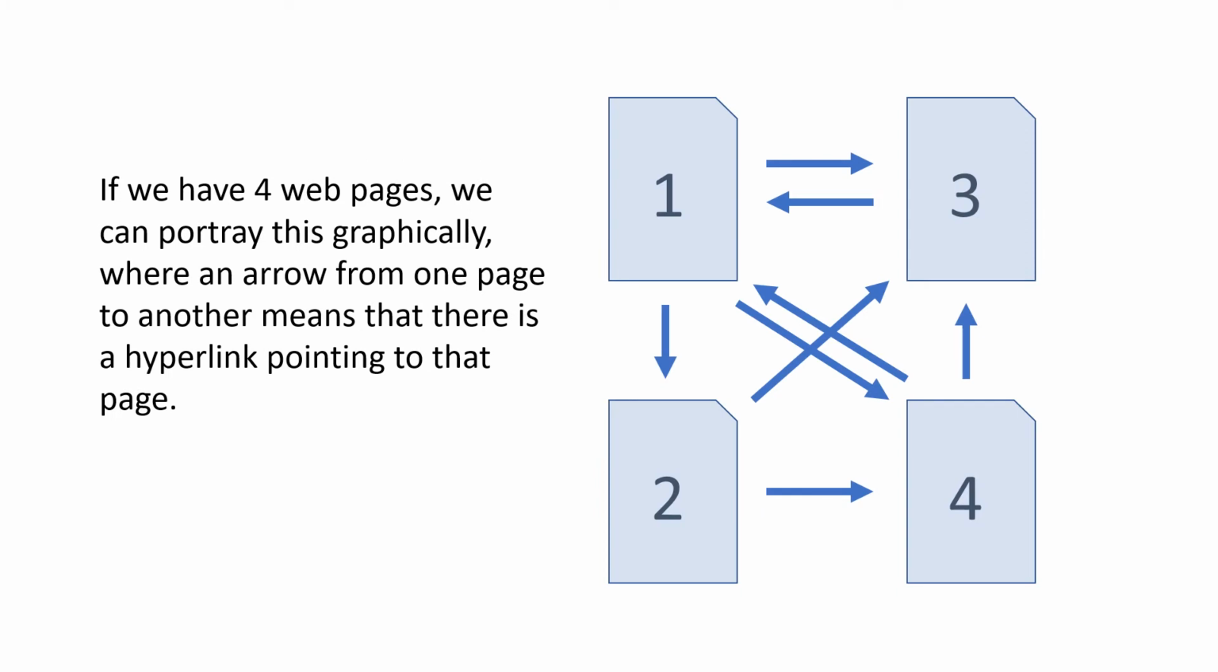Here's an example. Let's say that we have 4 web pages. So we can portray graphically with 4 web pages how they point to each other. So the entire web consists of 4 pages here. And this is saying that page 1 has a hyperlink to page 2, to page 3, and page 4. Page 3 only has a hyperlink to page 1. So the arrows here are indicating votes. So page 1 votes for 3 pages. Page 3 only votes for a single page. So we can portray graphically what the voting is.